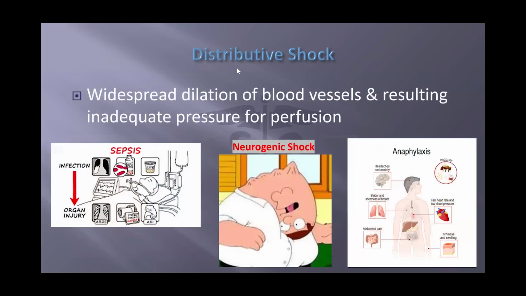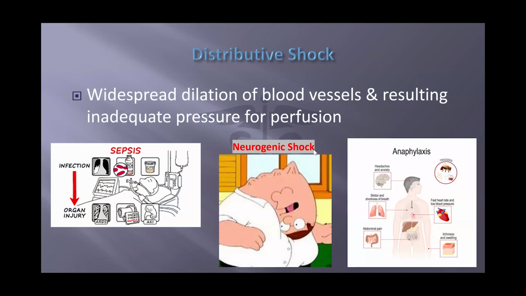And then finally, we have distributive shock, widespread dilation of the blood vessels, and this is going to result in inadequate pressure for perfusion. So we have three examples here. The big example, we have sepsis. Sepsis, these cytotoxins are going to release into the system, create vasodilation and low blood pressure. pH problems, acidosis also does not help any of this sort of stuff.